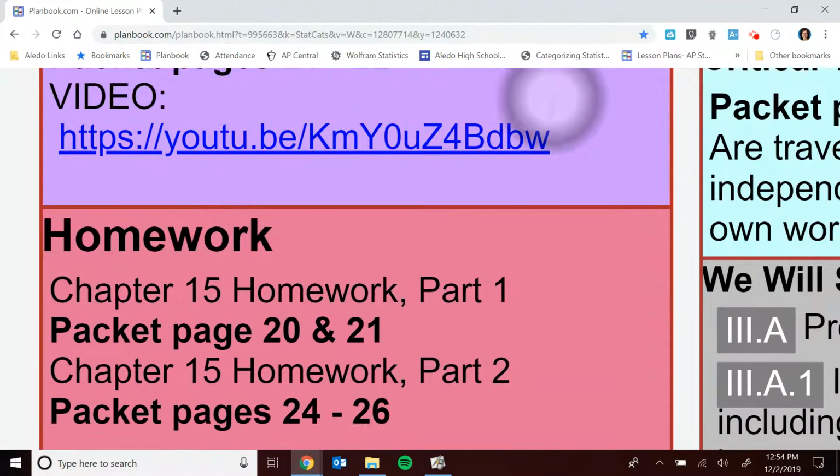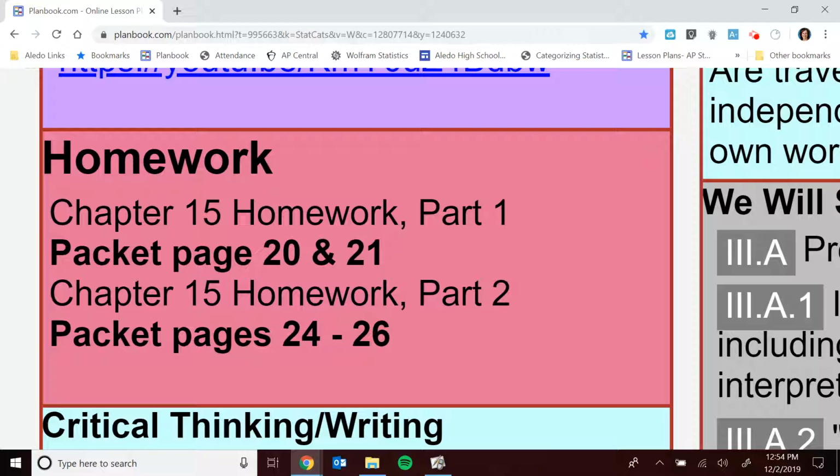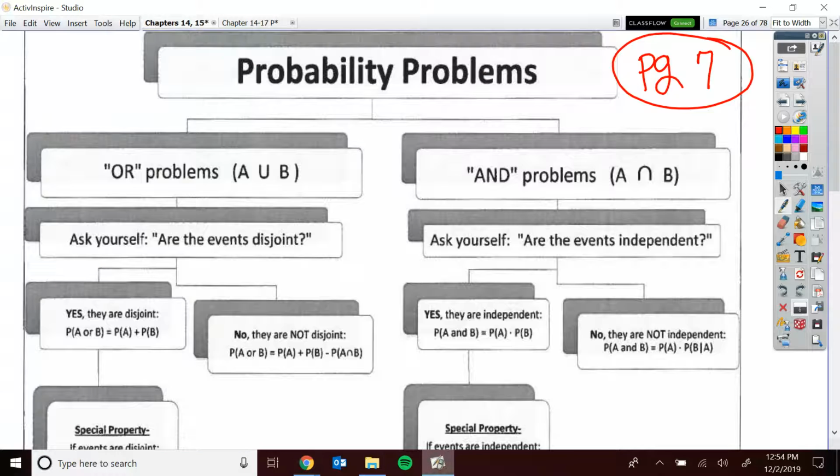So let's take a look at what your homework is going to be. Page 20 is notes, so that's not an assignment, but page 21 is the practice on Venn diagrams. And then pages 24 to 26 is kind of all of that together. So that's what you're going to work on there. Now this is a thinking map, the tree map of some probability things that you have in your packet on page 7. So you could go here if you wanted to. But let's kind of talk about what we did before Thanksgiving and bridge into what we're doing today.